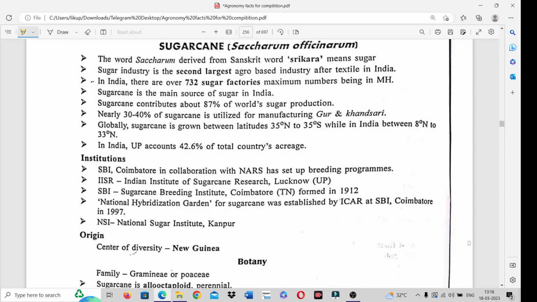So sugarcane is Saccharum officinarum. The word saccharum is derived from the Sanskrit word sarkara, which means sugar. Sugar industry is the second largest agro-based industry after textile in India. In India, there are 732 sugar factories, the maximum numbers being in Maharashtra. Sugarcane is the main source of sugar in India. Sugarcane contributes about 87% of the world sugar production.